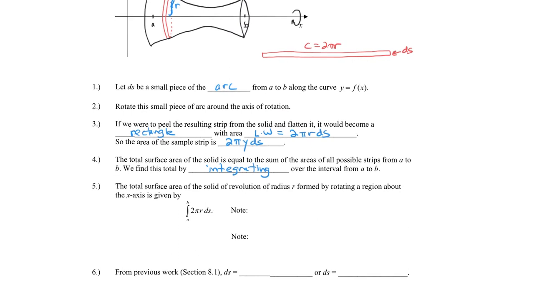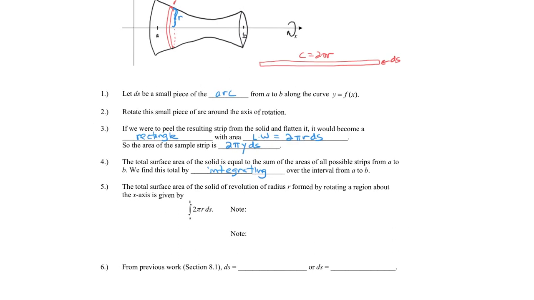Okay, there's a couple of notes here. This is mentioning that the total surface area of the solid of revolution of radius r, formed by rotating the region about the x-axis, is given by 2 pi r ds. In this case, when we spun it about the x-axis, r was equal to y. But let's take a look at the note here. The note is: use 2 pi y ds when rotating about the x-axis.